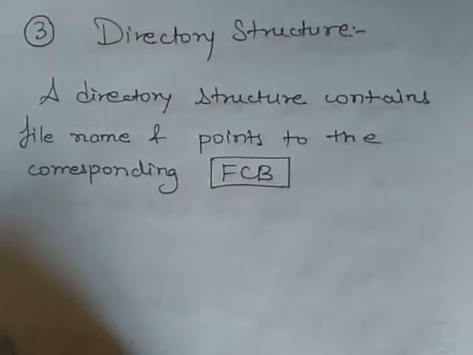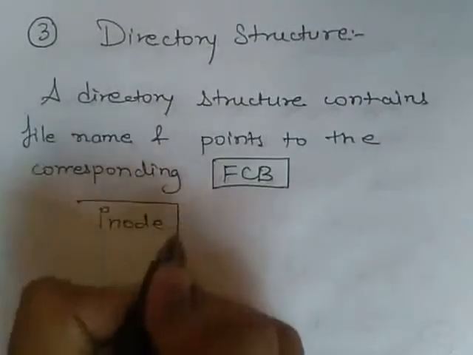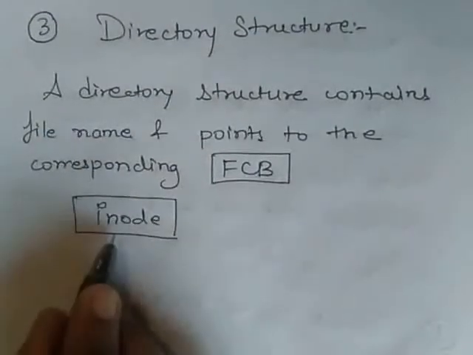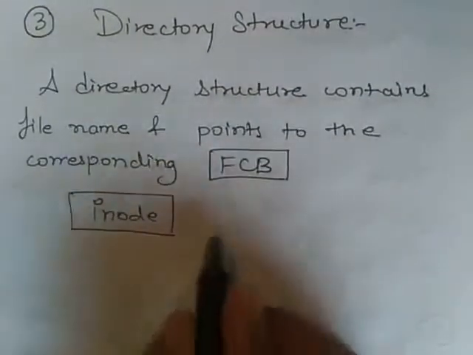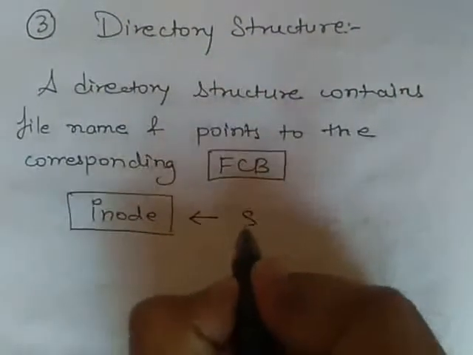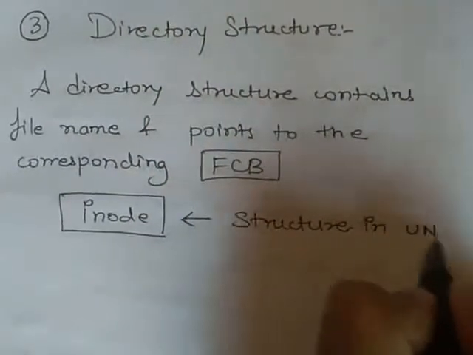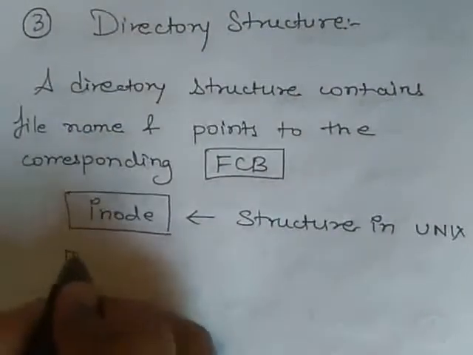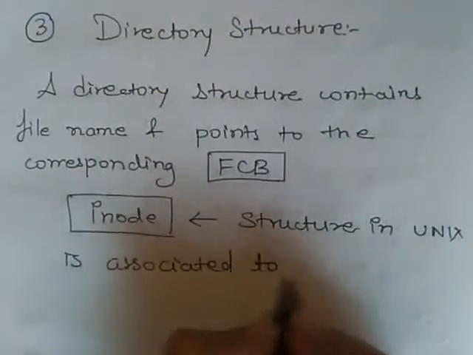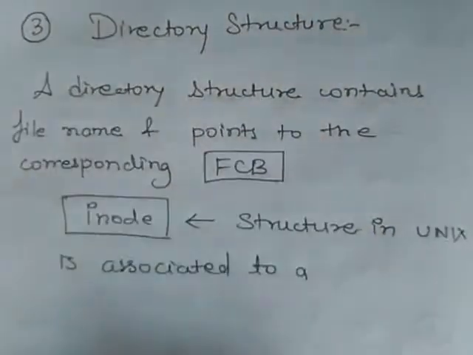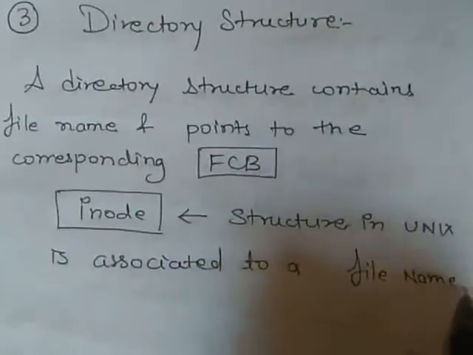Now, in case of Unix operating system, we know that all the information is stored in the inode data structure. So we can say that this inode structure in Unix is associated to a file name.